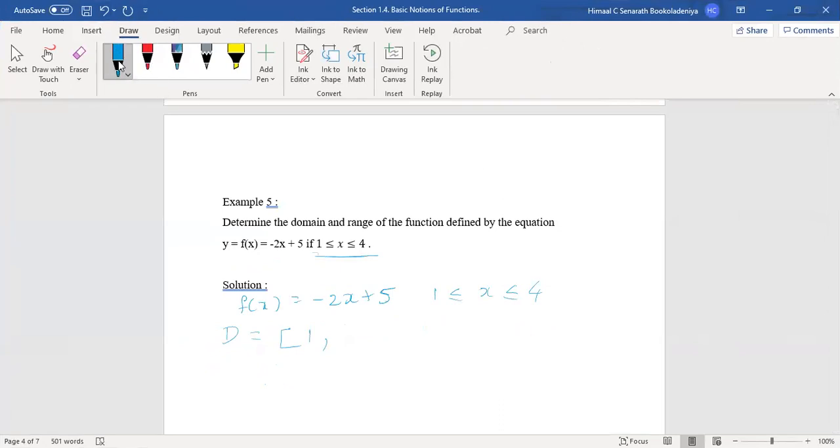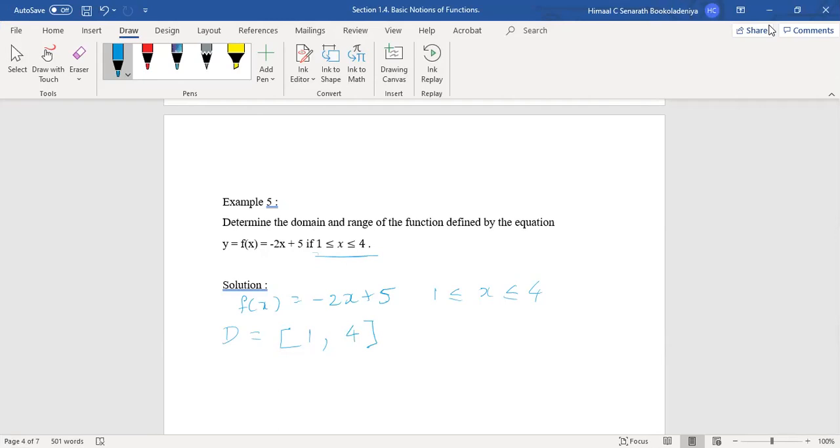Okay. I pressed something by mistake. All right. So our domain should be between 1 and 4, including those values. Because we have the equal sign, we have to include 1 and 4 as well.